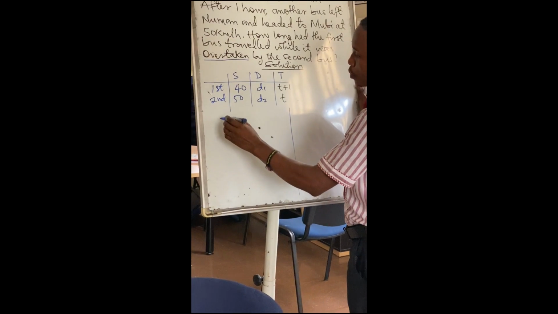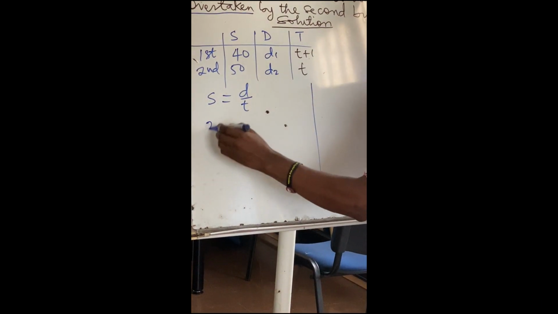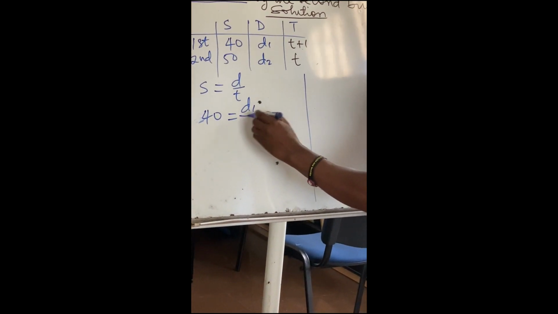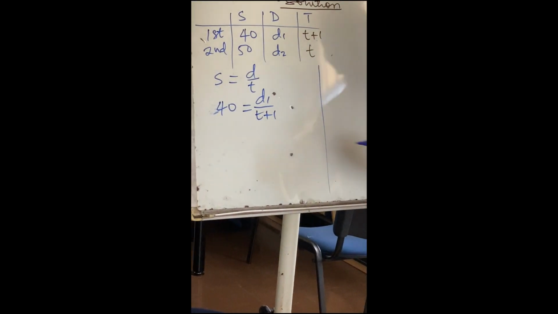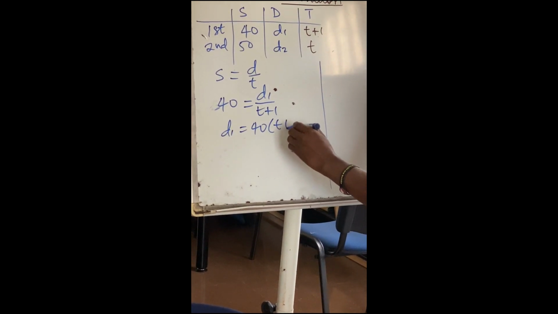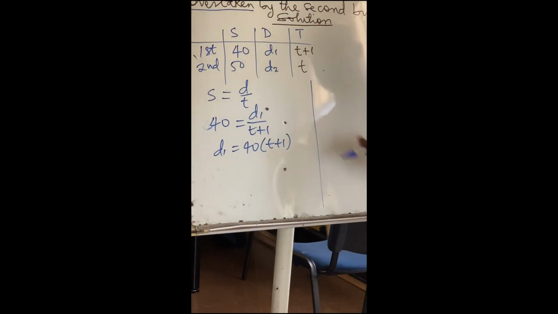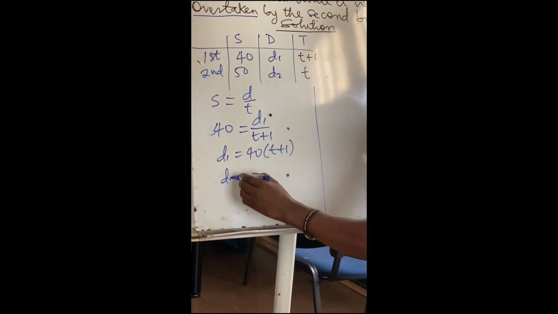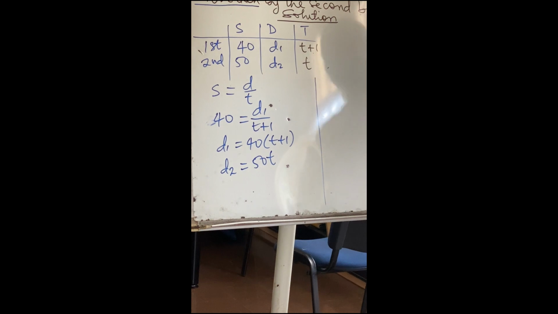First, we say speed equals distance over time. Here, the speed for the first bus is 40 equals its distance D1 over t plus 1. When we cross multiply to make D1 the subject of the formula, we have D1 equals 40 times (1 plus t). So we get an expression for D1. Similarly for D2, we have D2 equals the speed, which is 50, times its own time, which is t.